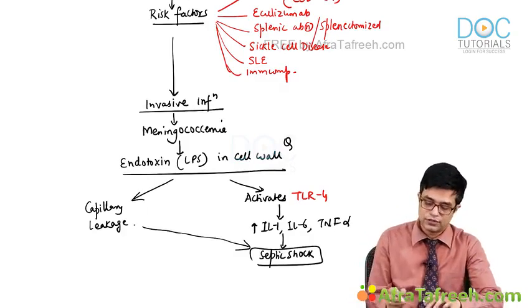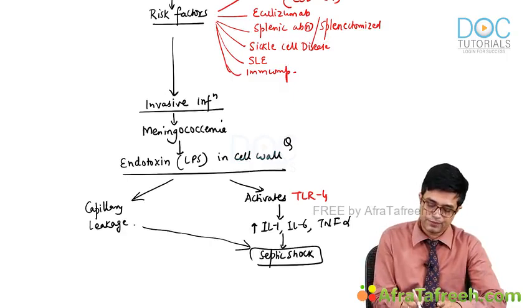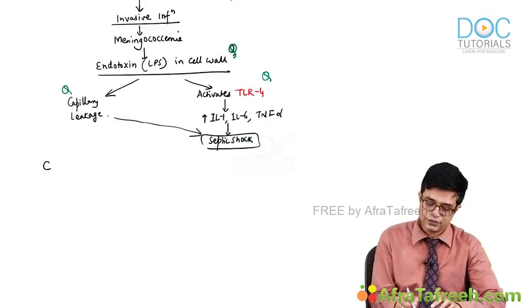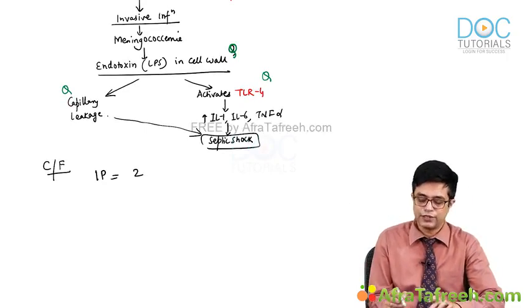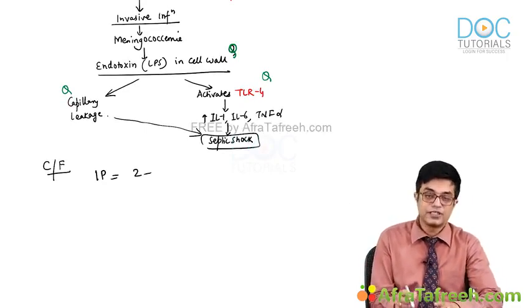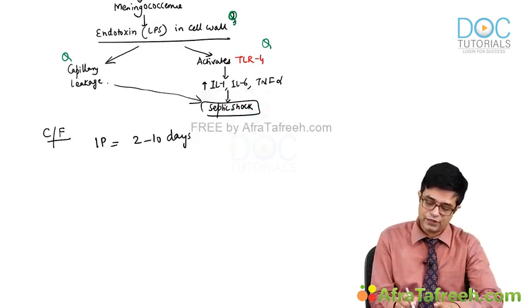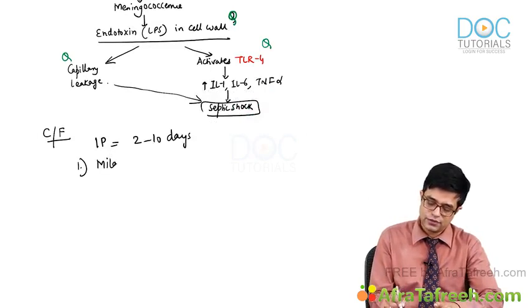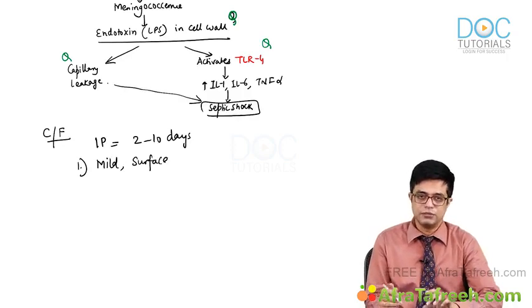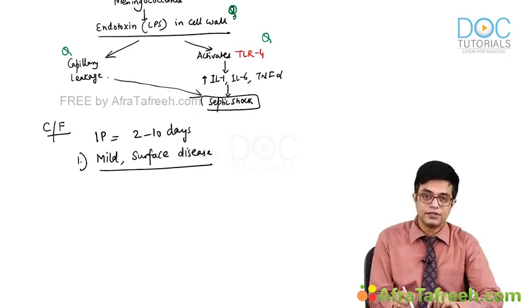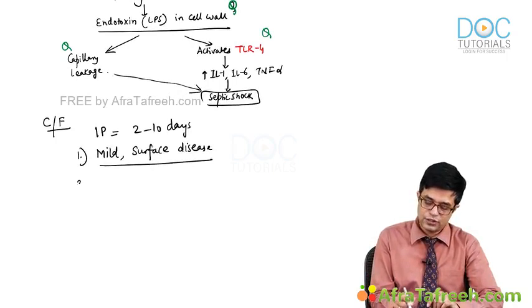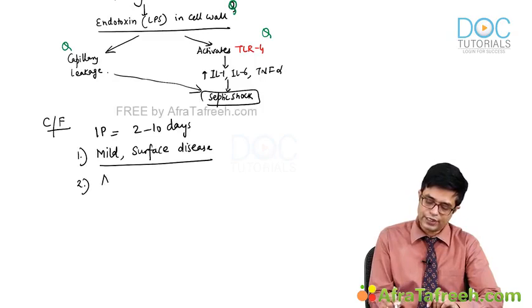So let us talk quickly about the clinical features. When we talk about clinical features, first of all, incubation period is between 2 to 10 days. What are the types of infection which are seen? Many of these children may have a mild surface disease, where only petechiae or some localized colonization may be present. Second, children will develop acute meningococcemia, where active organism is proliferating.